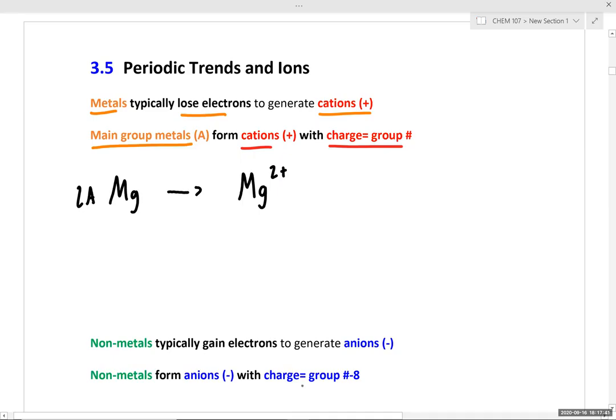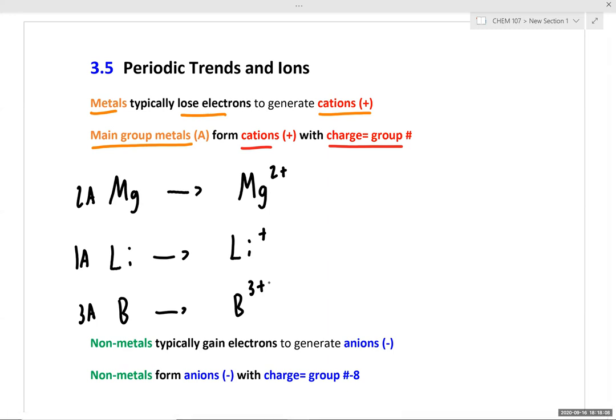Let's look at another example. Lithium, which is a 1A element, will prefer to form Li+ because the group number is 1. Boron, which is a 3A, will prefer to form B3+. Does this look familiar to everyone? Is everyone comfortable with these trends for ionization for metals?